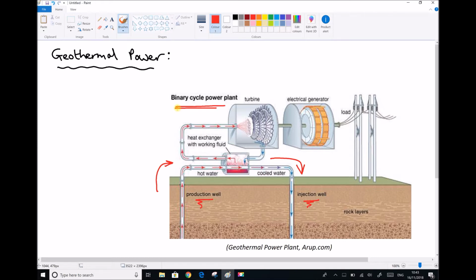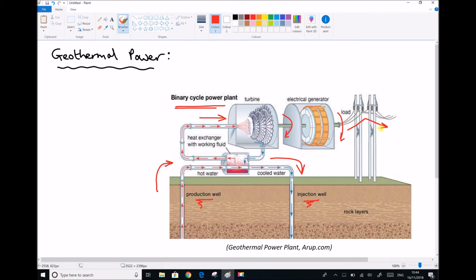Our working fluid is going to evaporate and become a high pressure gas, and that high pressure gas is going to be expanded through a turbine. So the principle of the turbine is exactly the same. We're taking a high pressure gas, we're expanding it through a turbine. That causes the turbine to rotate as enthalpy is lost from the working fluid, and that rotation is used to drive our generator and produce our electricity into the grid.